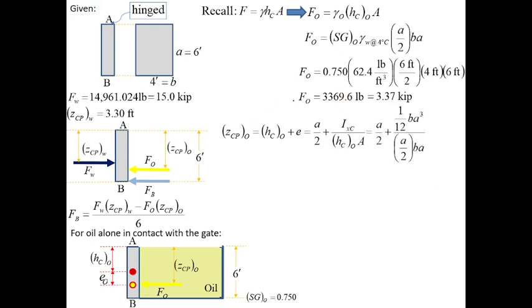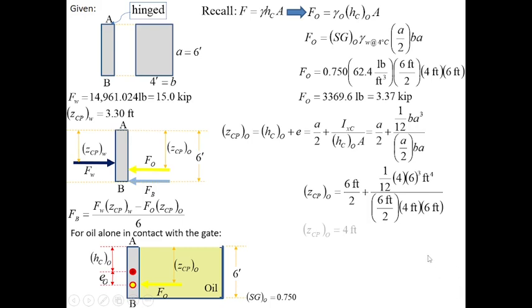So this is now A over 2 plus 1 over 12 BA cubed. And then for HCO, we have A over 2. And then for the area, we have BA. So ZCPO now is equal to 6 feet over 2 plus 1 over 12 times 6 cubed feet to the fourth over 6 feet over 2 times 4 feet times 6 feet. And we will get an answer of 4 feet.